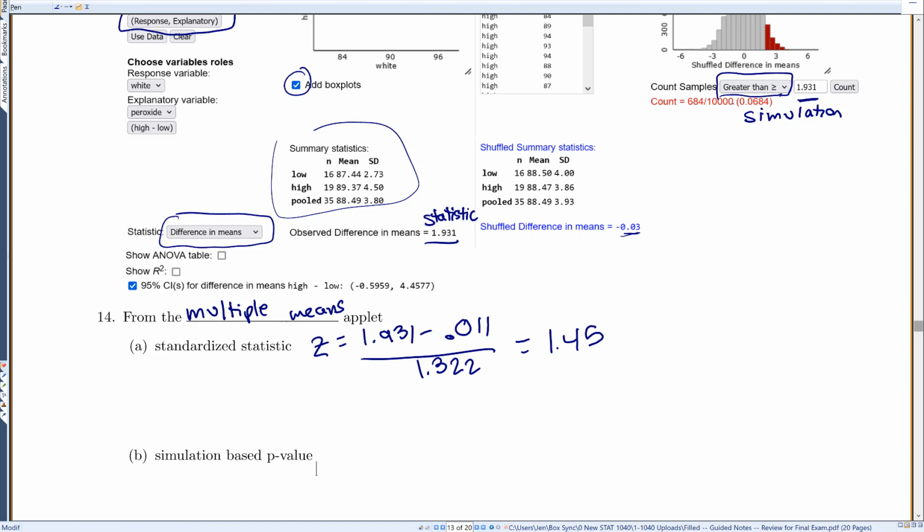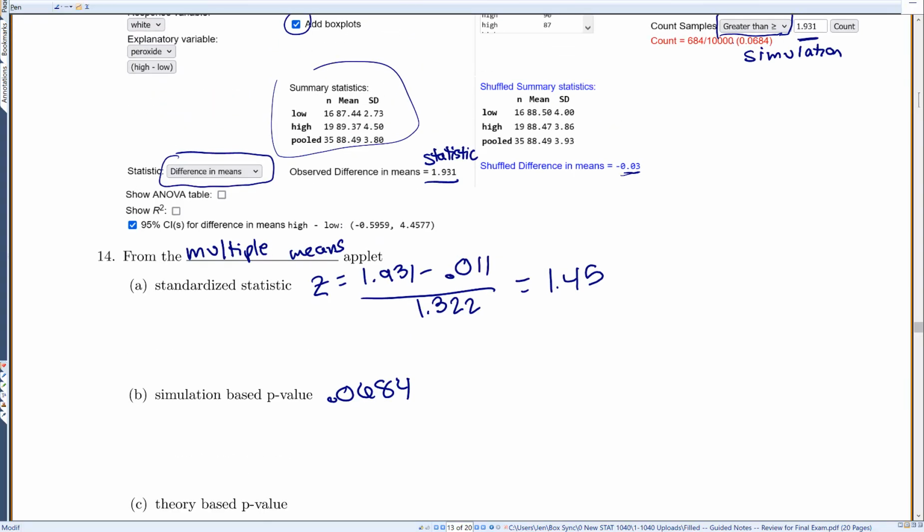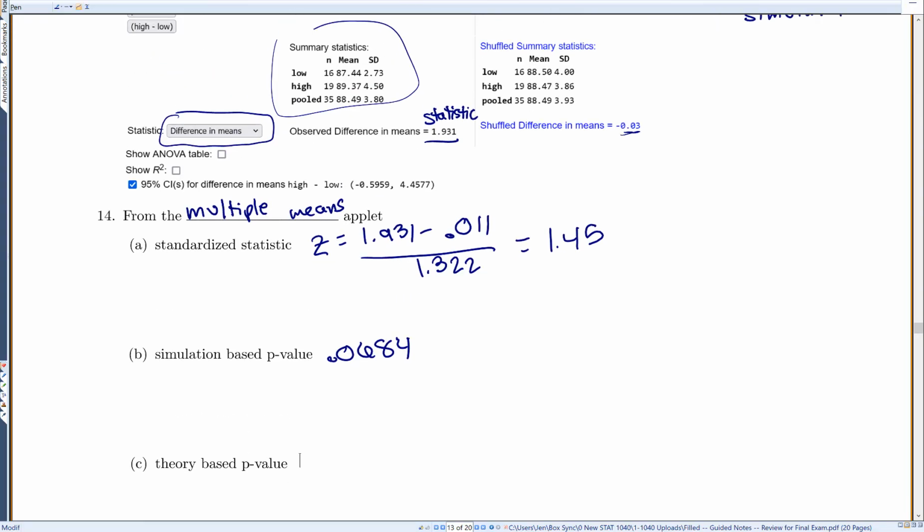Now let's see, what about my simulation-based p-value? My simulation-based p-value is 0.0684. And my theory-based p-value, I can't get from this applet. So not this applet.